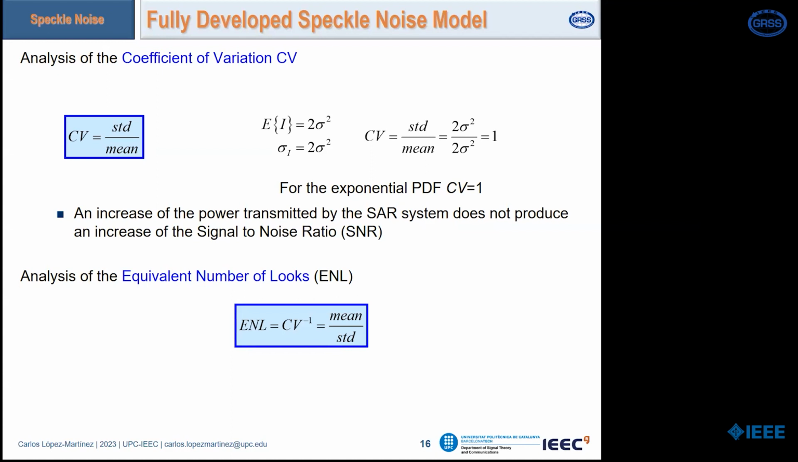So given this equation, how do I increase the equivalent number of looks? The only way is by keeping the mean value and reducing the standard deviation. The only way I have to reduce the standard deviation is to limit it. I can limit it with a filter.